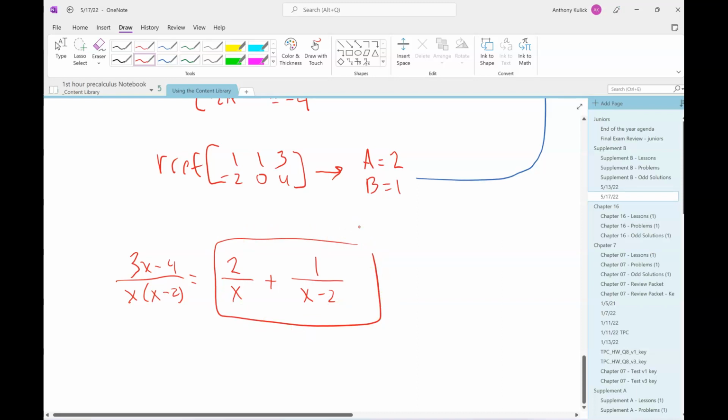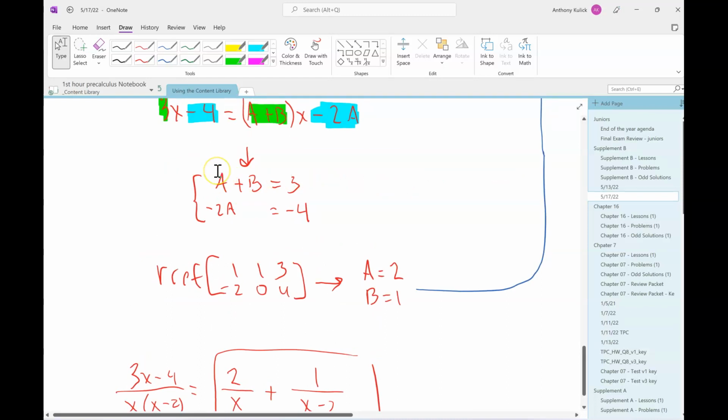Where did you pull those numbers from in the RREF? So 1A, 1B. Is that cool?